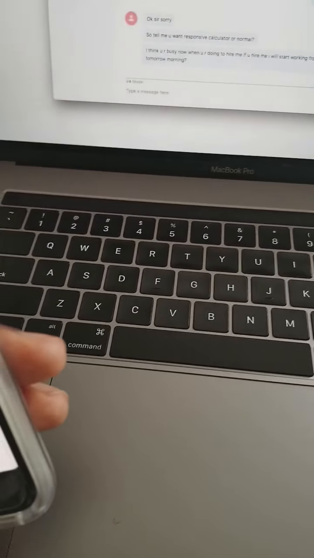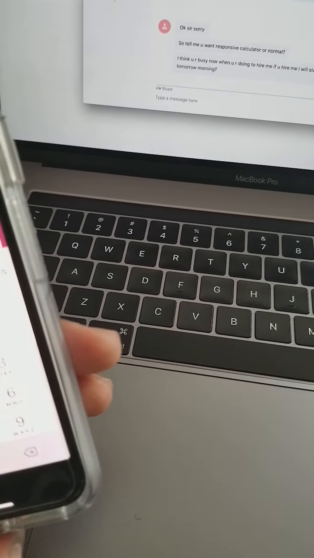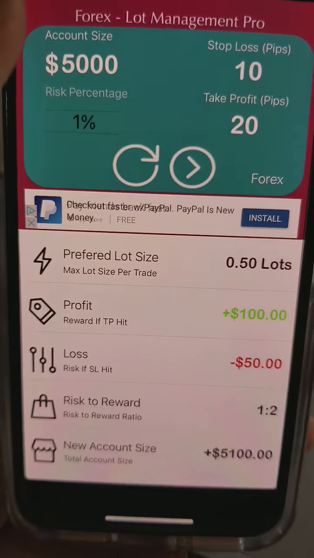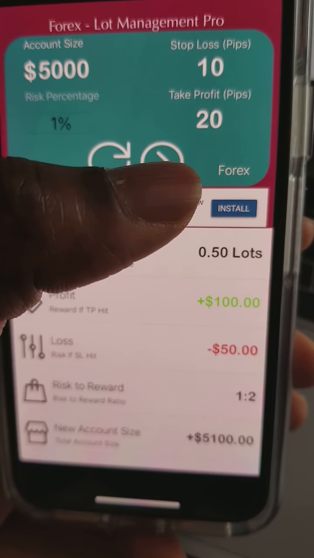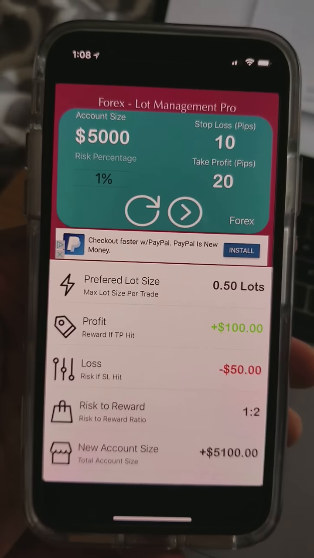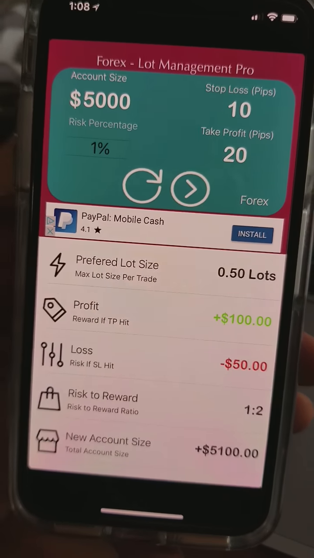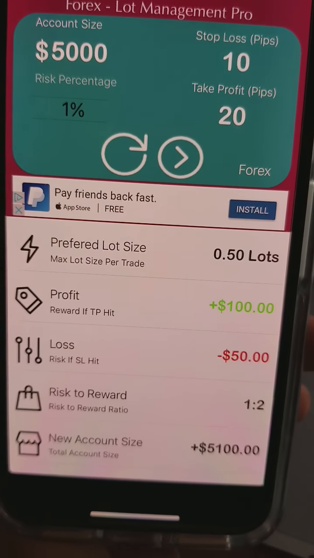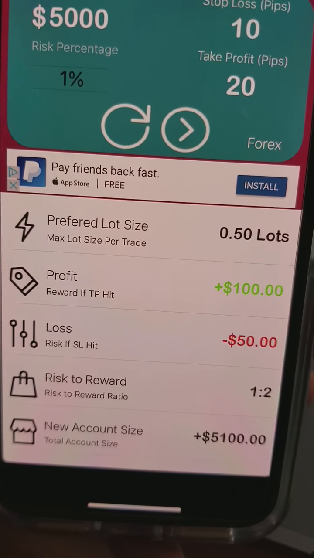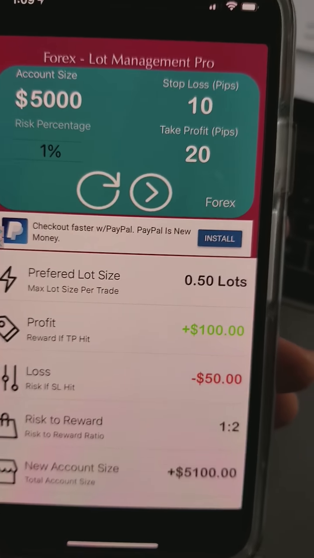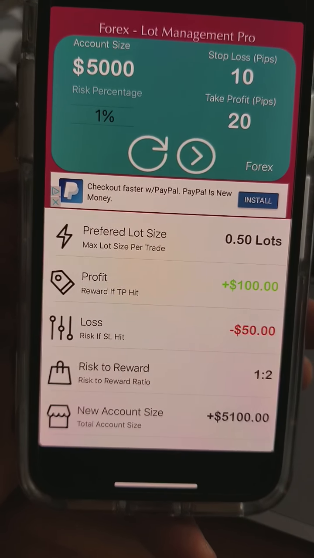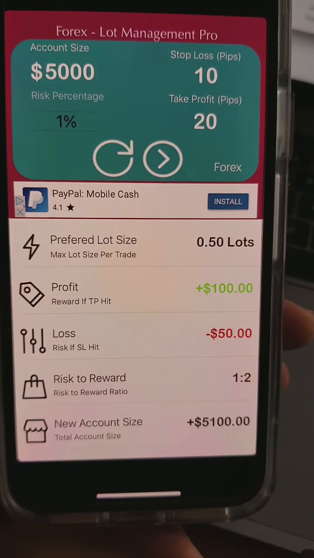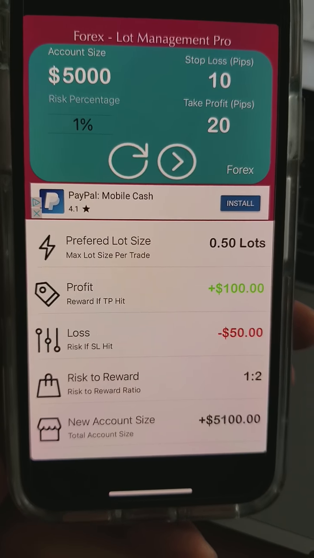Now, as your balance grows, for example, let's say you get up to $5,000, you see that it changes. I'm only risking 1%. That's 0.50. If I win, I win 100. If I lose, I lose 50. So just throwing examples out there. Just wanted to put this out there and tell you guys, please use risk management, proper risk management per trade.